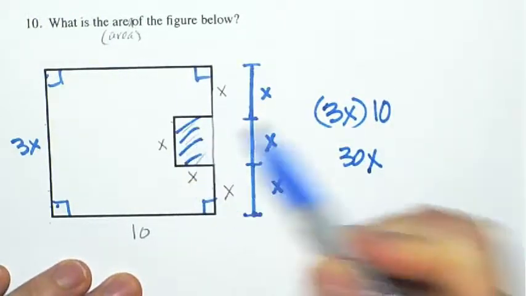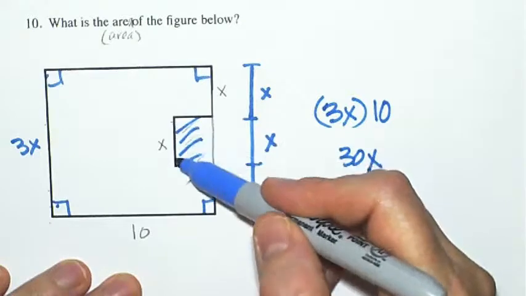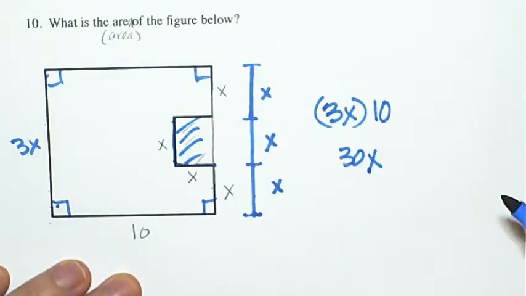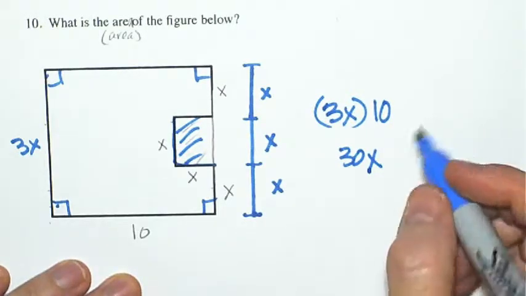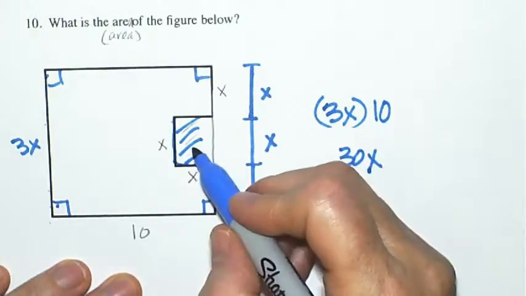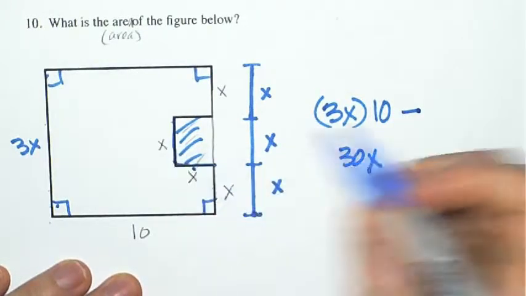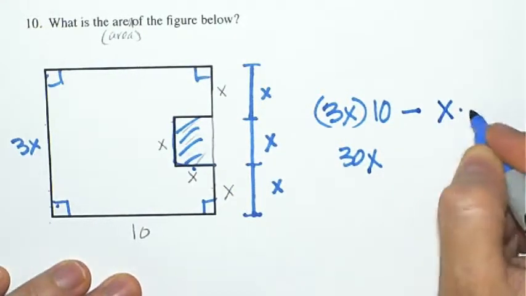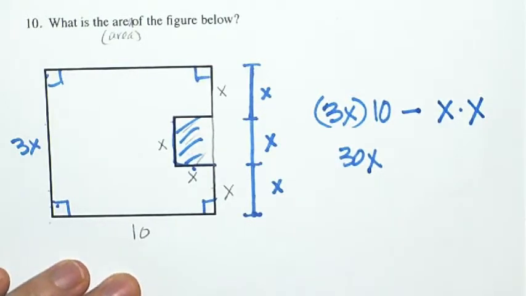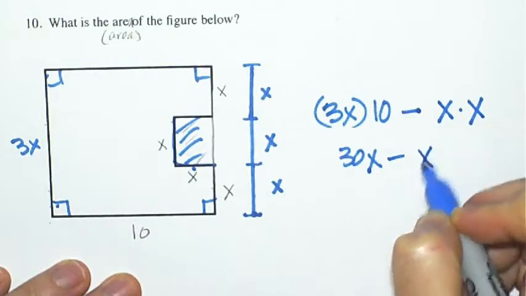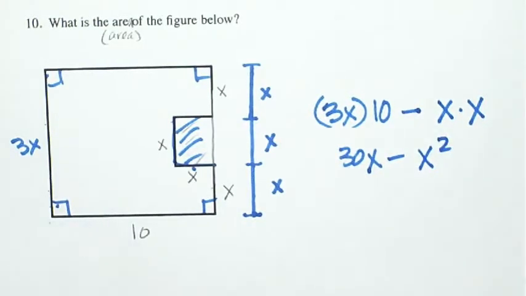I don't want this little piece right here, and I know this doesn't look like this side is equal to this side. It's kind of hard for me to do that sometimes on the computer. So I'm going to get rid of this by subtracting x times x. It doesn't really look like they're equal, but close enough. So the answer would just be 30x minus x squared, and that's as far as you can go on that one.